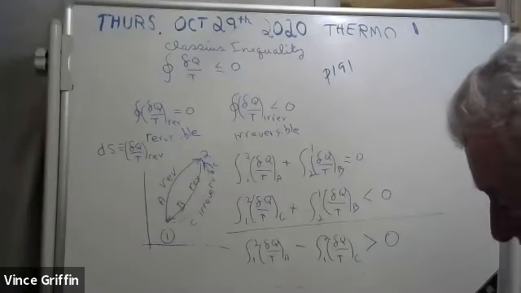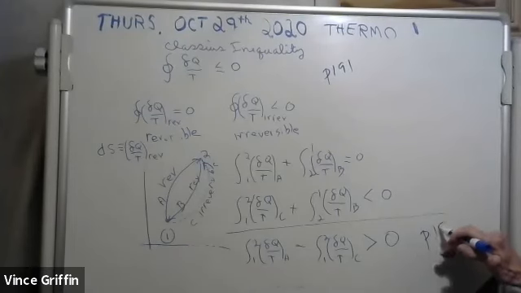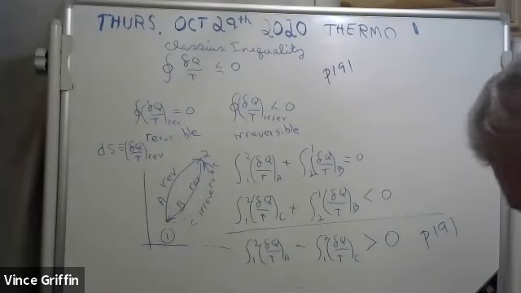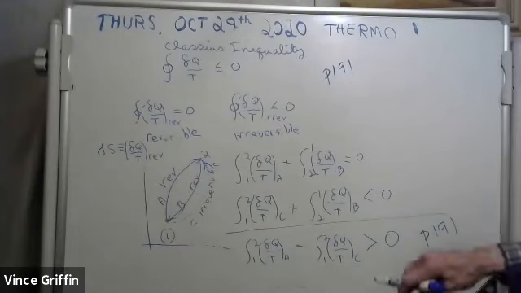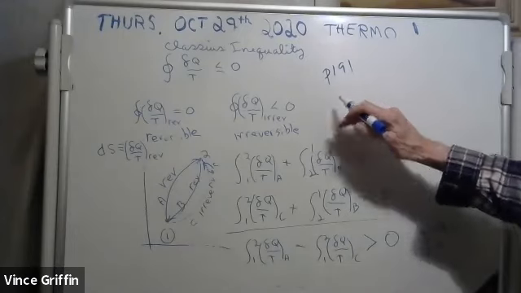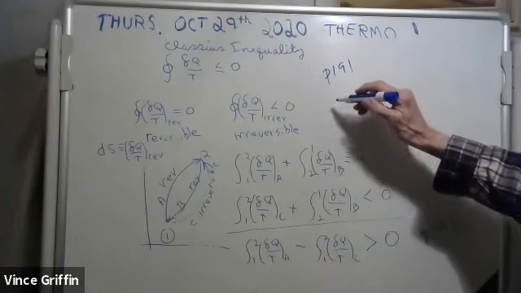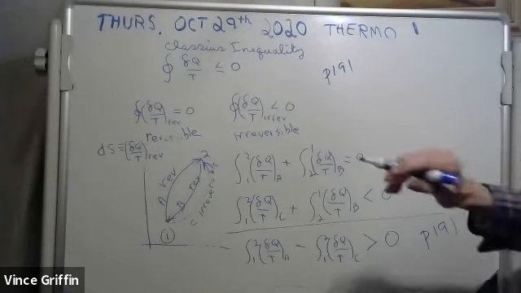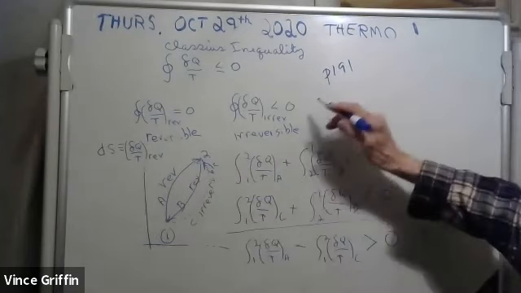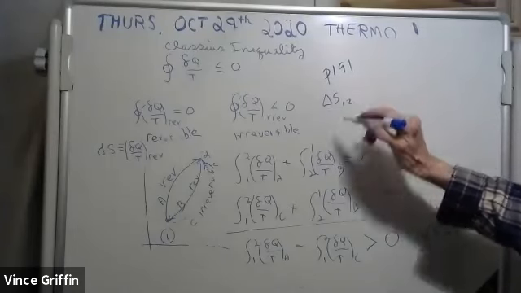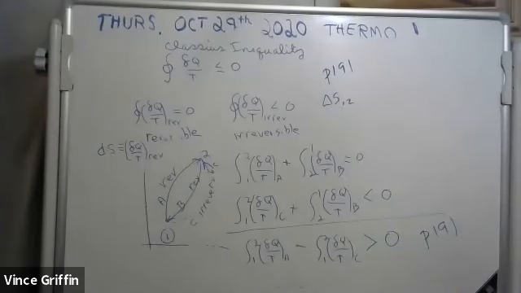Hey, you know what? We're right at the bottom of page 191. If you go to page 191, I think we're pretty much there. Okay, so let's see what we got here. This here, by definition, is the change in entropy from 1 to 2.